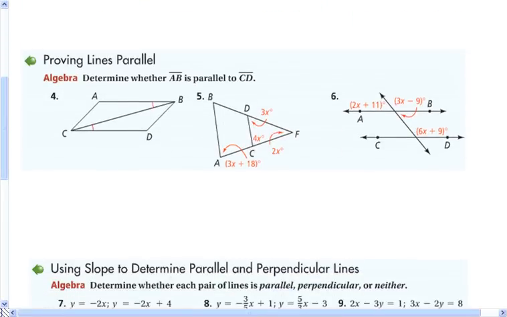Determine whether AB is parallel to CD. I believe AB is parallel to CD here because we have alternate interior angles, and so by the converse of the alternate interior angle postulate. I believe it's a postulate. Can't quite remember, but we have AB is parallel to CD.